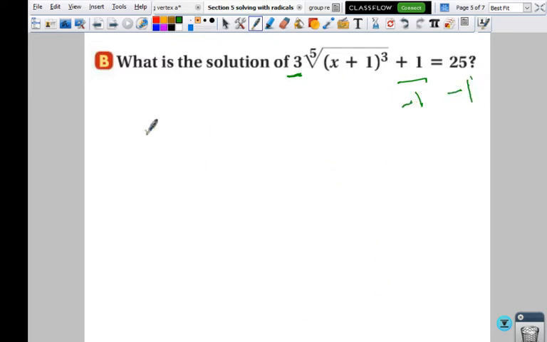So I'm going to minus 1 everywhere. And I'm going to get 3 times the fifth root of (x plus 1) to the third, and it's going to equal 24. This one was nice because I didn't have to convert it into radical form. It's already in a radical. And then, how am I going to get rid of this 3 up front, Alyssa? Hmm? How am I going to get rid of this 3 up front? What?